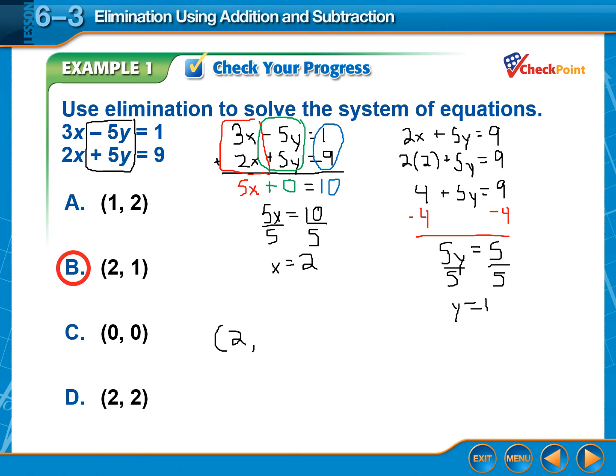So my ordered pair, my solution to both equations, 3x minus 5y is 1 and 2x plus 5y equals 9, is x is equal to 2, y is equal to 1, so the correct answer is B.